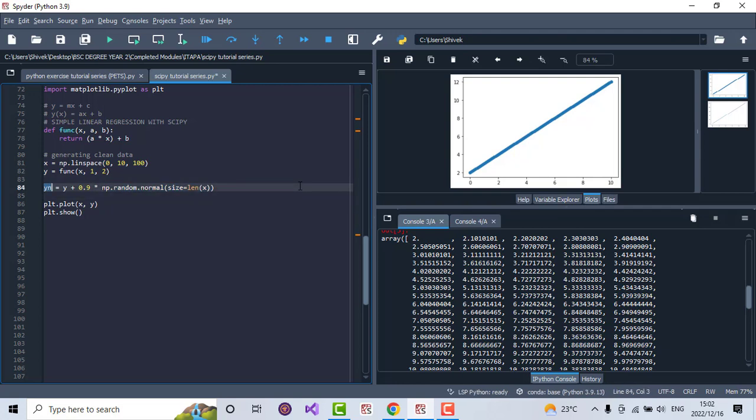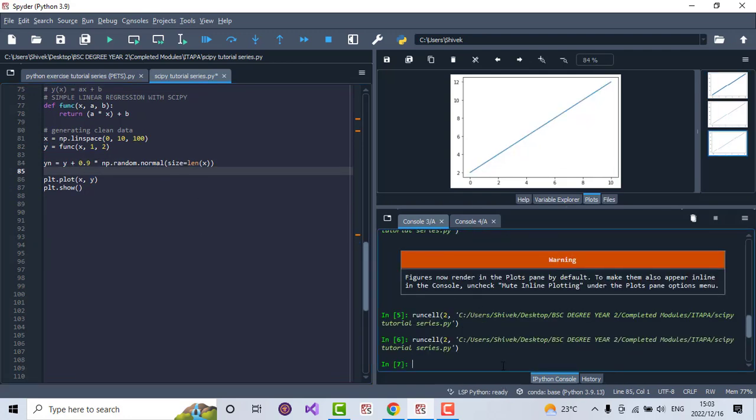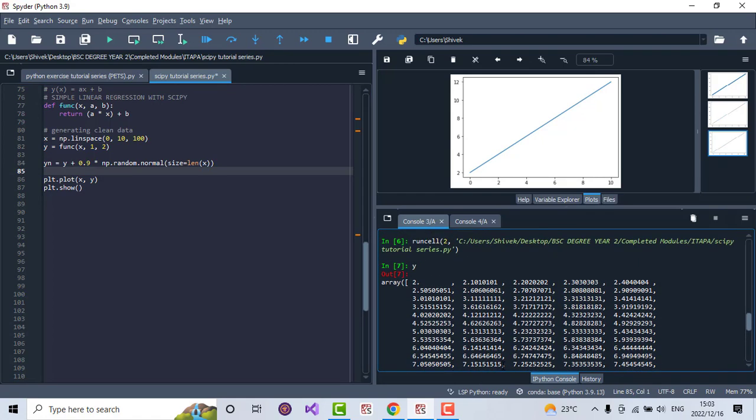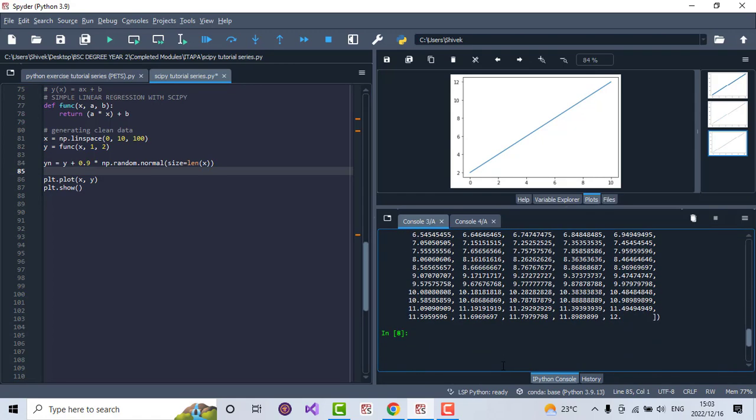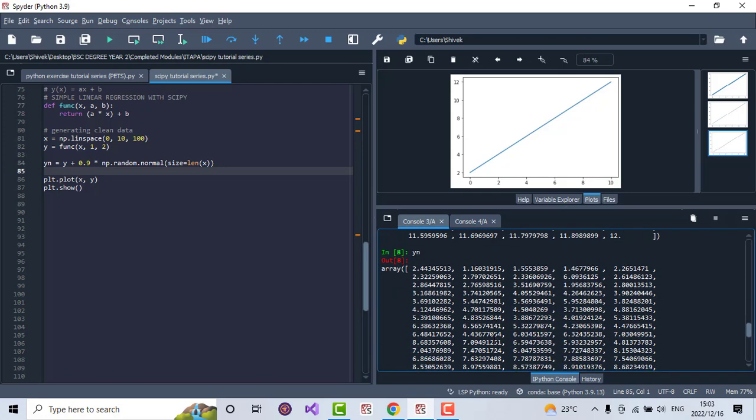That's giving me yn. Now, think about it. We spoke about NumPy, and NumPy allows broadcasting. This tells us that this will be applied for every element in the array of y, because y itself is an array. So, as you can see, this is what will happen. I can run this. Let us view y. As you can see, that's y. It is still the same. And let's view y of n. And now, as you can see, there is variation in the numbers themselves.